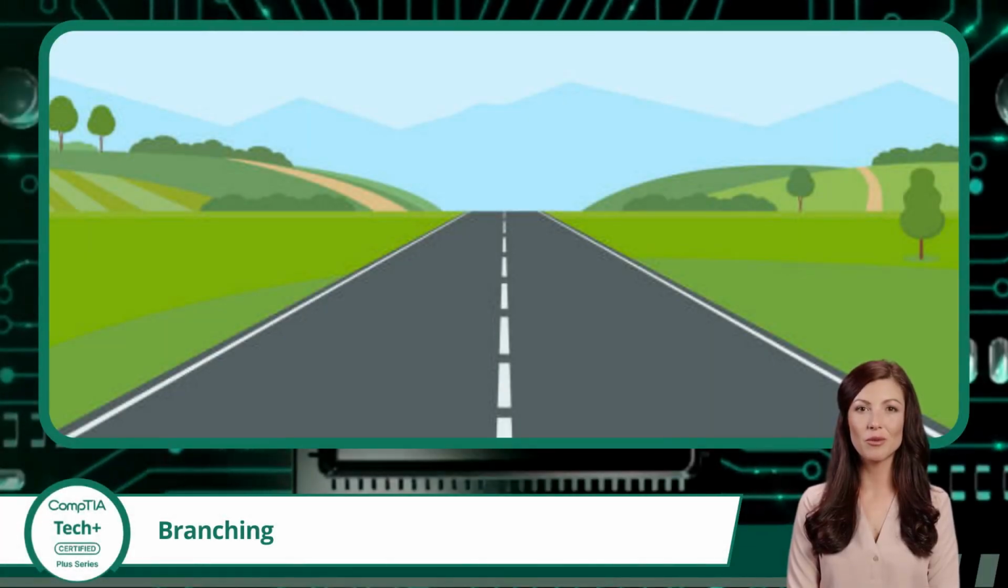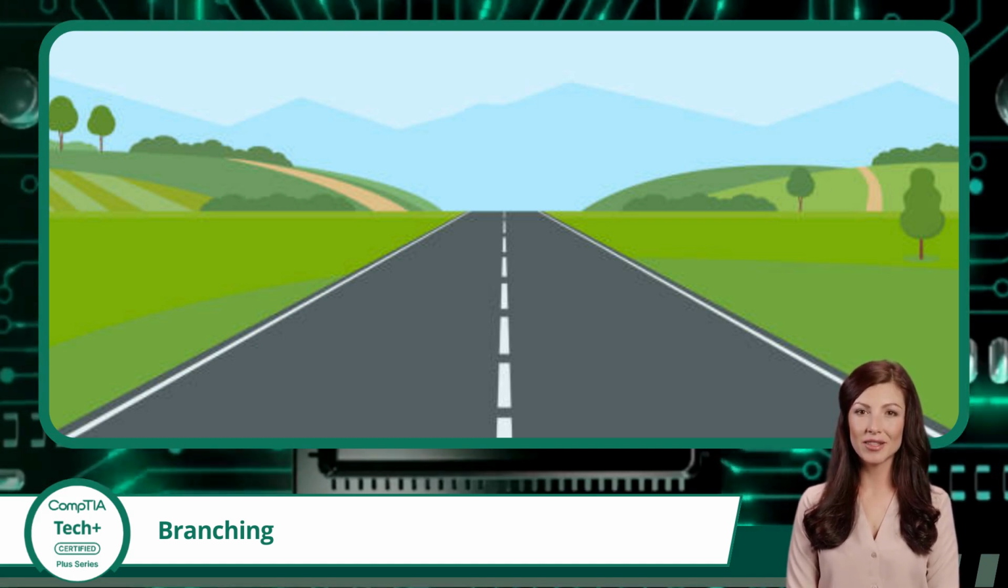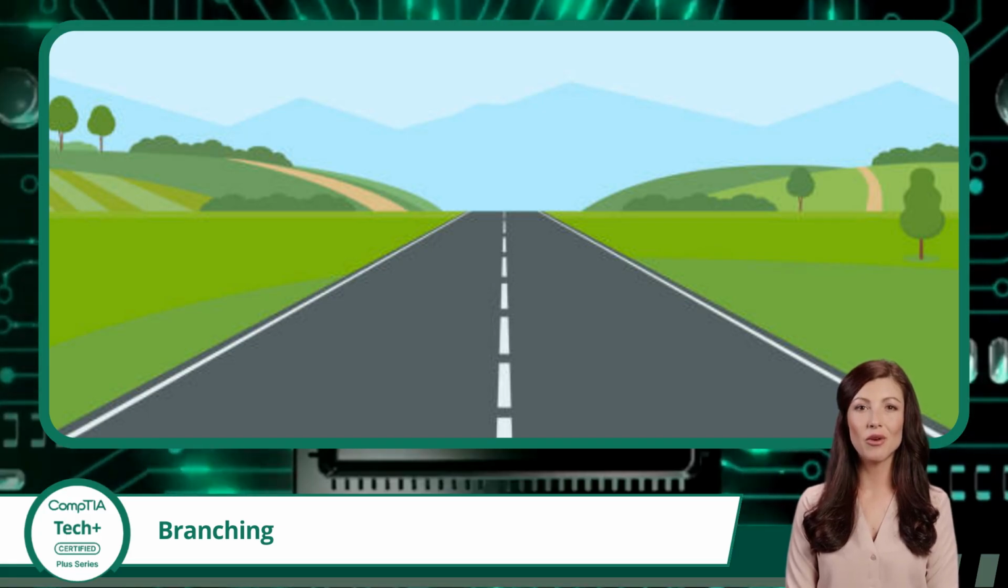Branching. Up till now, we have only looked at code running line by line, from top to bottom. This is like driving down a straight road with no exits, twists, or turns. This works for the most basic of programs, but this will not allow our programs to make decisions. So how can we add decisions and variants into our programs?